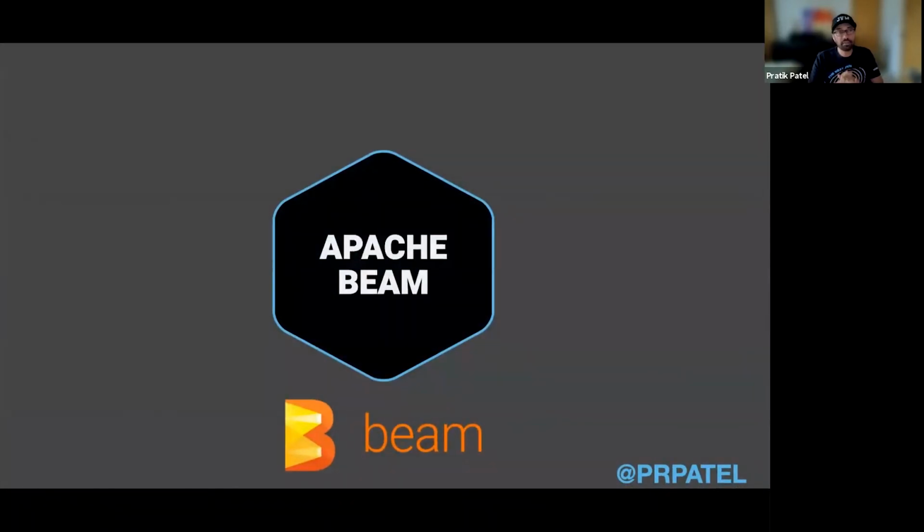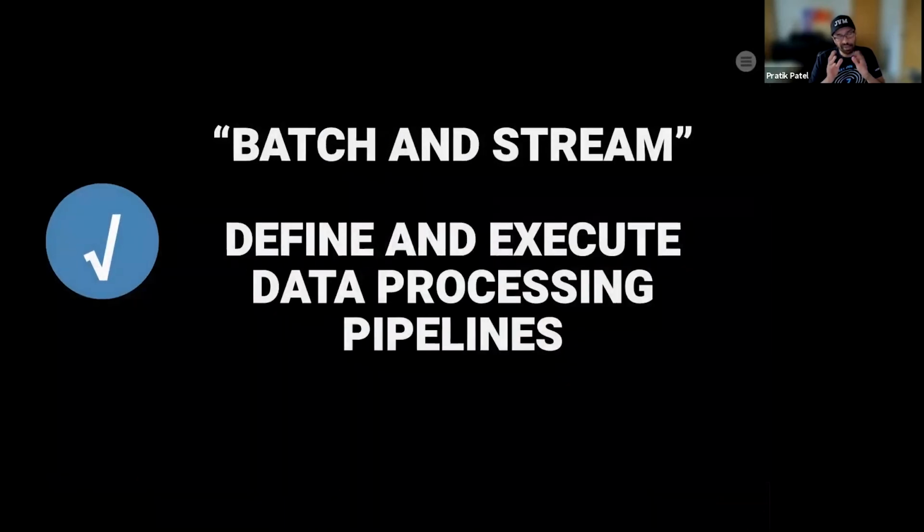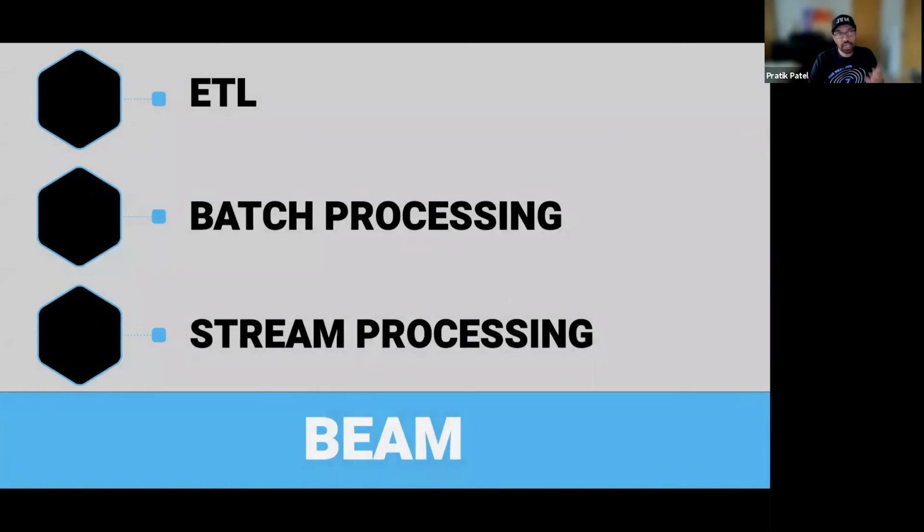All right, so let's move on and talk about Apache Beam for a second. Now, Apache Beam is, again, probably not a framework that you've heard of or used, but Beam stands for batch and stream. And what you do is you define and execute data processing pipelines. So for your big data projects, which require batching and streaming, or one or the other, you should check out Apache Beam. Right, so its use cases are for doing ETL, which of course you've heard that term before, for doing batch processing and for doing stream processing.